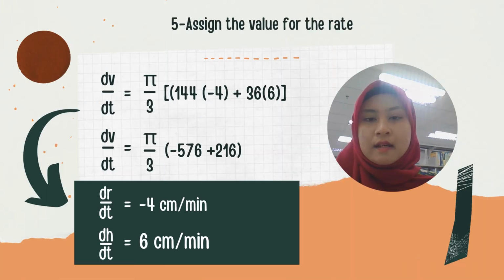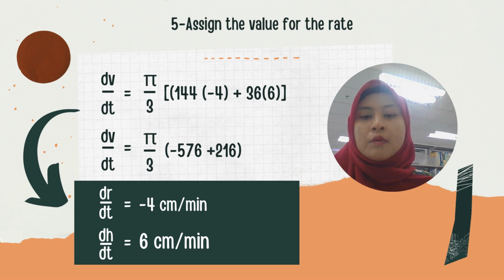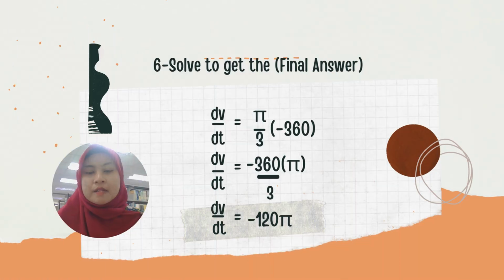Okay, next step is to assign the value for the rate. When we assign dr over dt, we get negative 4 centimeter per minute. And then when we assign dh over dt, we get 6. And then we just multiply it and we get negative 576 plus 216.